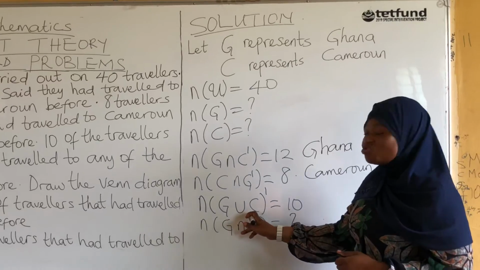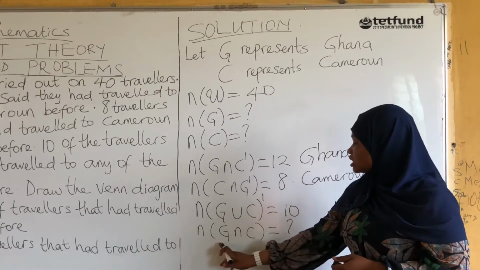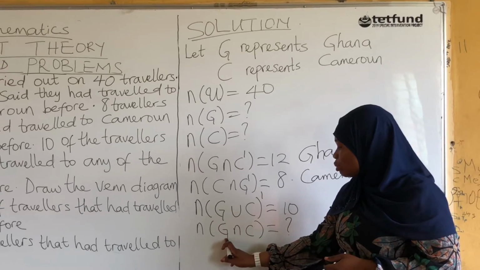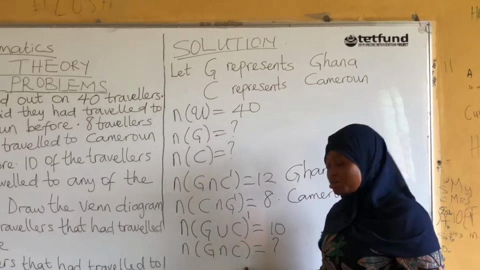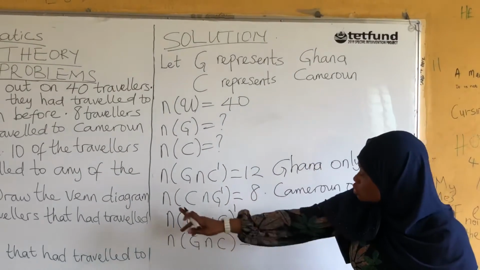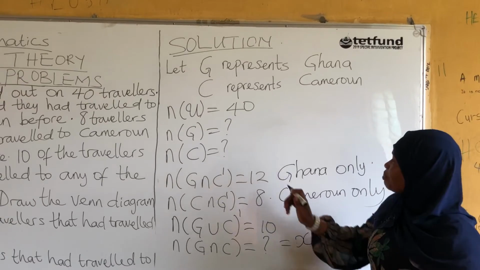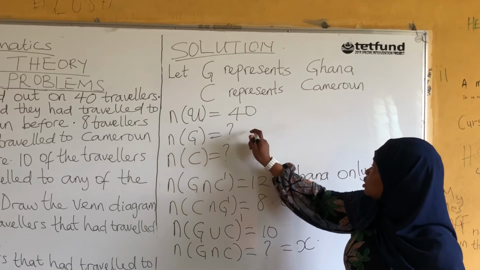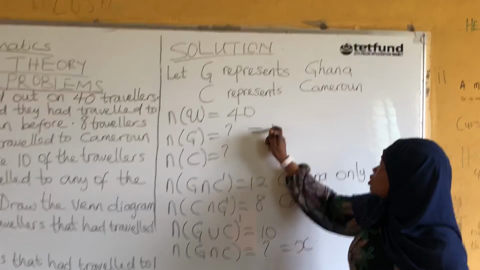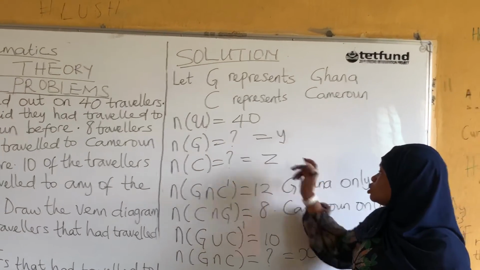So those that have not traveled to any of the countries were given to be 10. And those that traveled to both Ghana and Cameroon, we were not given. So we were asked to find it. So we can represent this one to be equal to x. And because they asked us to find this one as well, let's represent this one to be equal to y. And if they asked us to find this one, we can represent it to be equal to z.